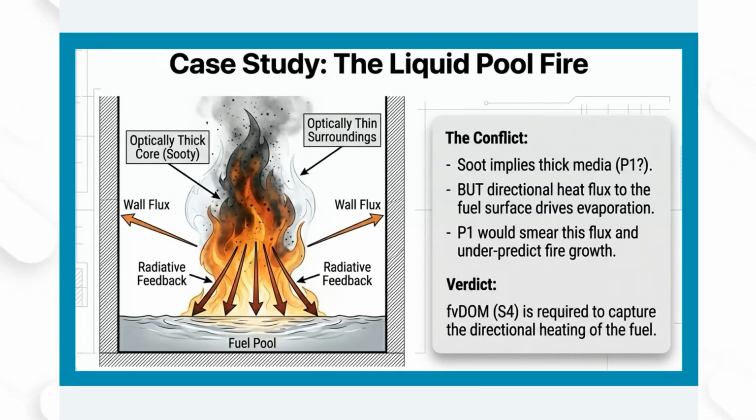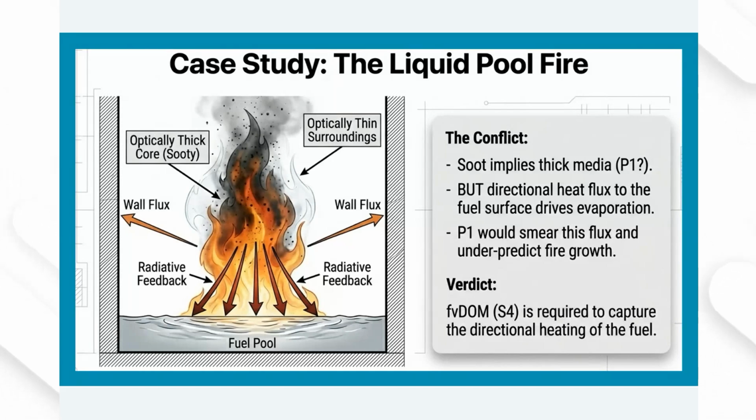Looking at just the diagram in the center, the flame has a sooty core. This is optically thick. Now, if we only looked at this region, we might think I can use the P1 model here really well. But as we know, the edges around the fire are going to be much more clear air, and that is where the P1 model will essentially fail.